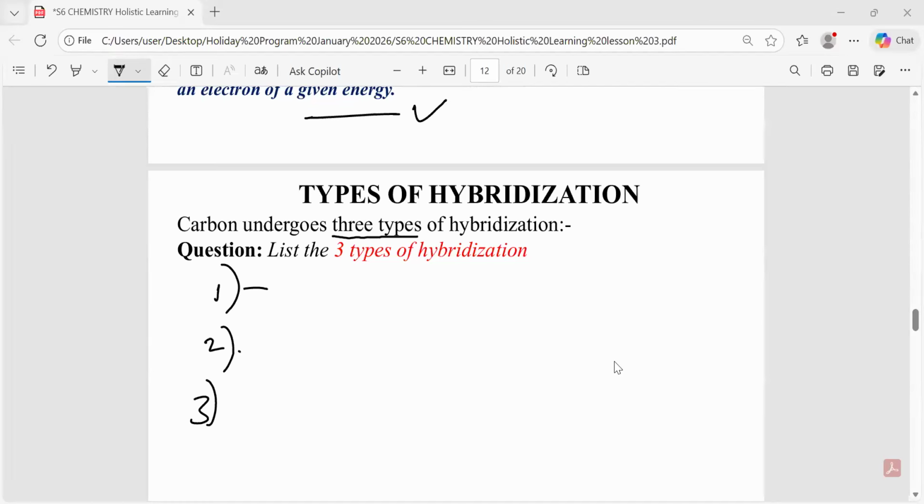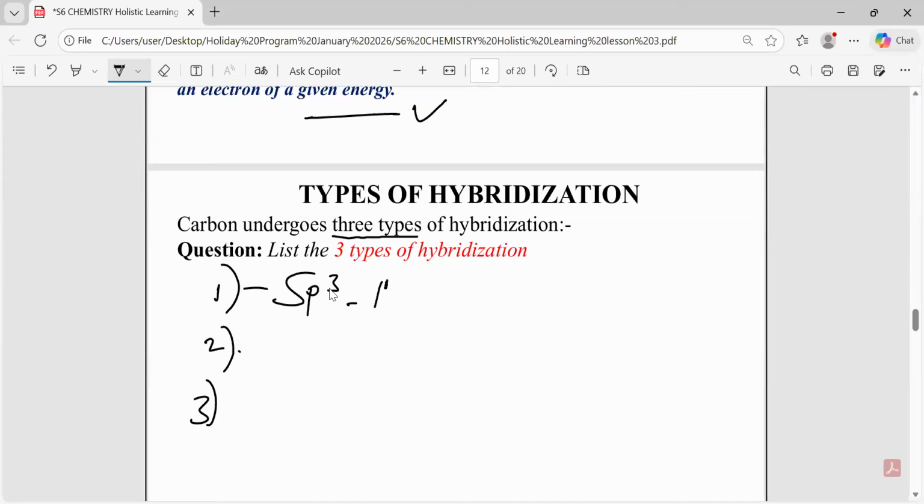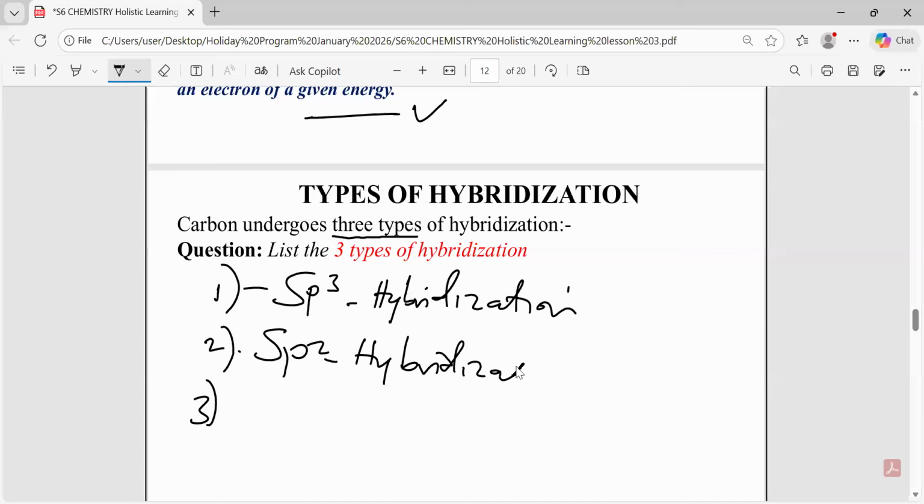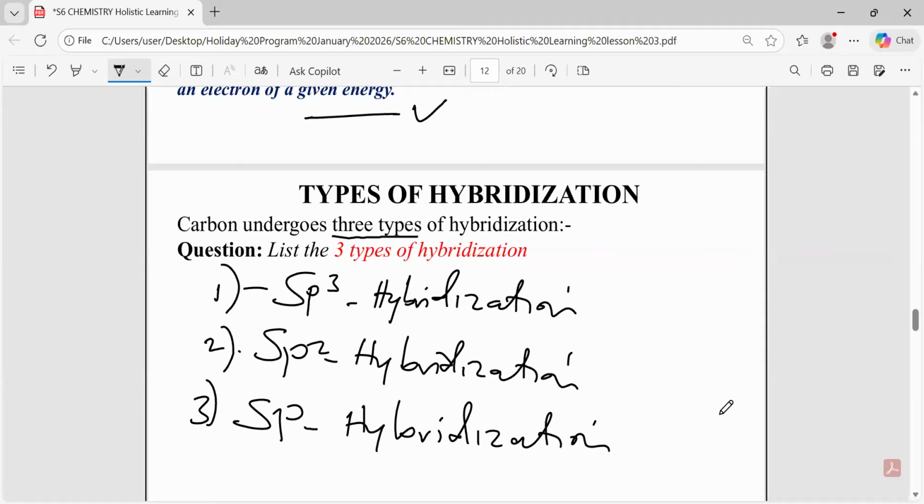Yes, teacher. Let's list them very fast. Number one, we have SP3 hybridization. Then SP2 hybridization. And SP hybridization. Which one are you going to take us through?